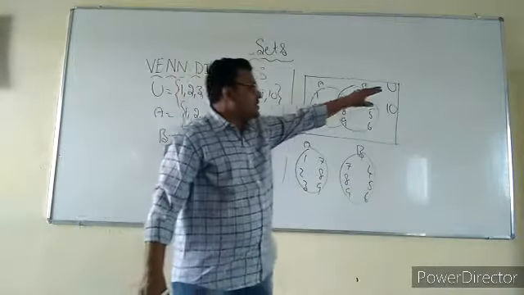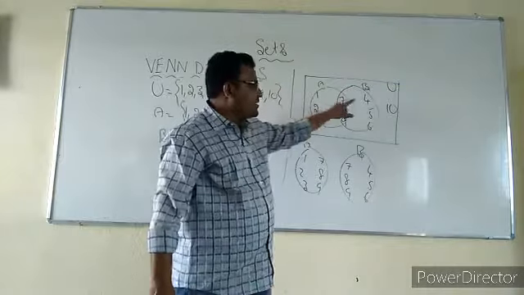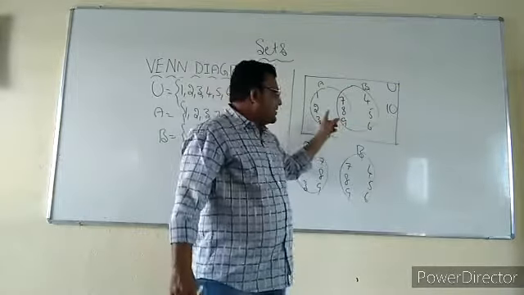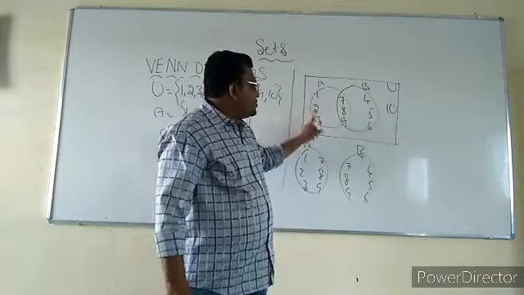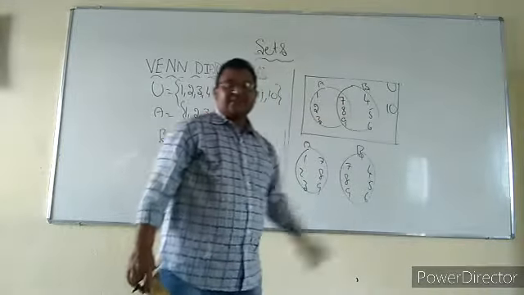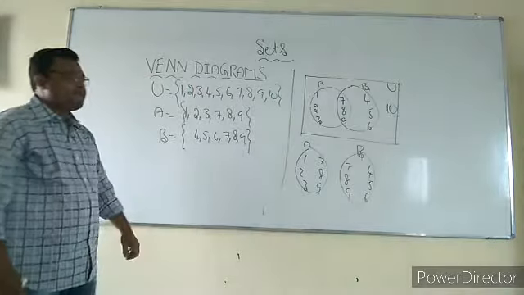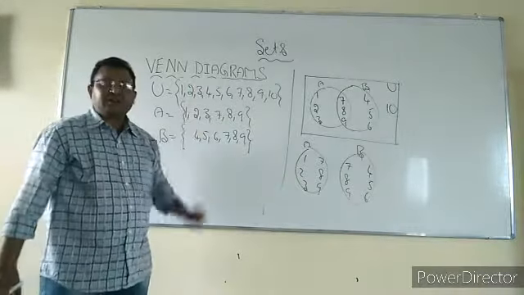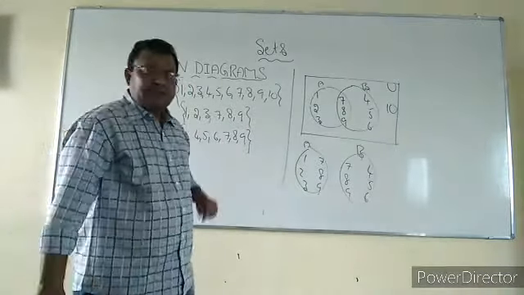Now in the universal set, the elements are 1, 2, 3, 4, 5, 6, 7, 8, 9 and 10. And in set A, the elements are 1, 2, 3, 7, 8, 9. In set B, elements are 7, 8, 9, 4, 5, 6. Clear now? Yeah. Now, by seeing only we can tell what is A union B.